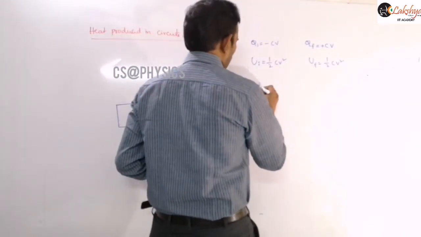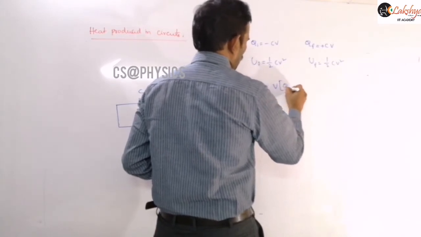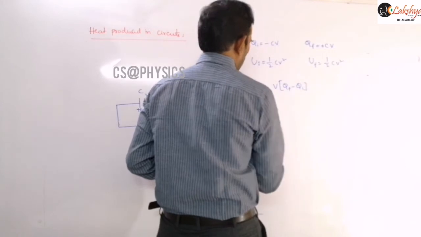Now, work done by the cell. So the work done by the battery we can write as V into Q final minus Q initial, we need to write.